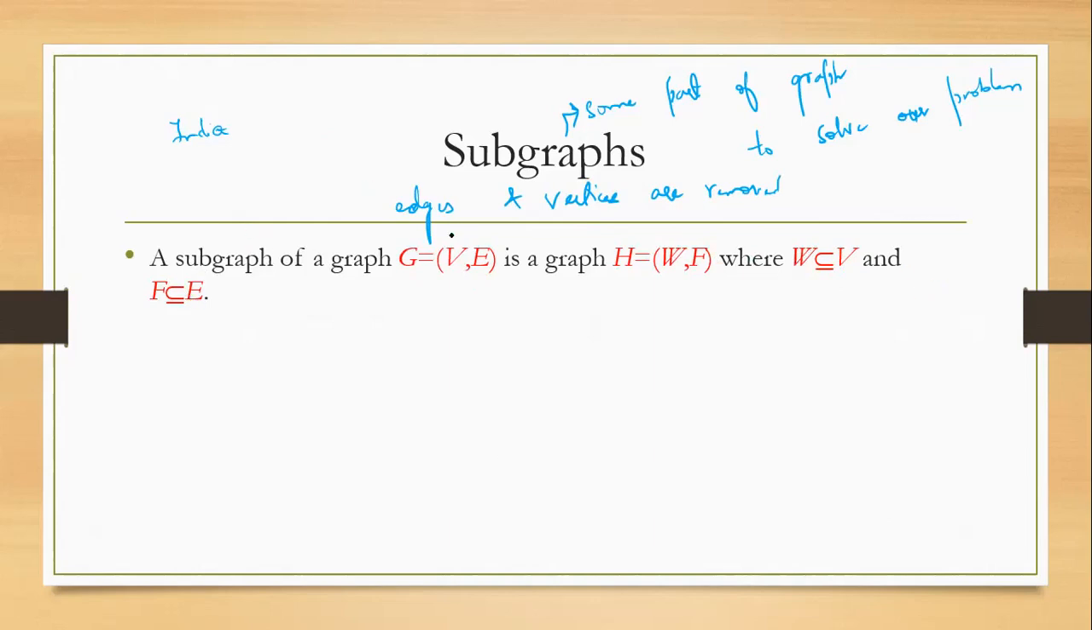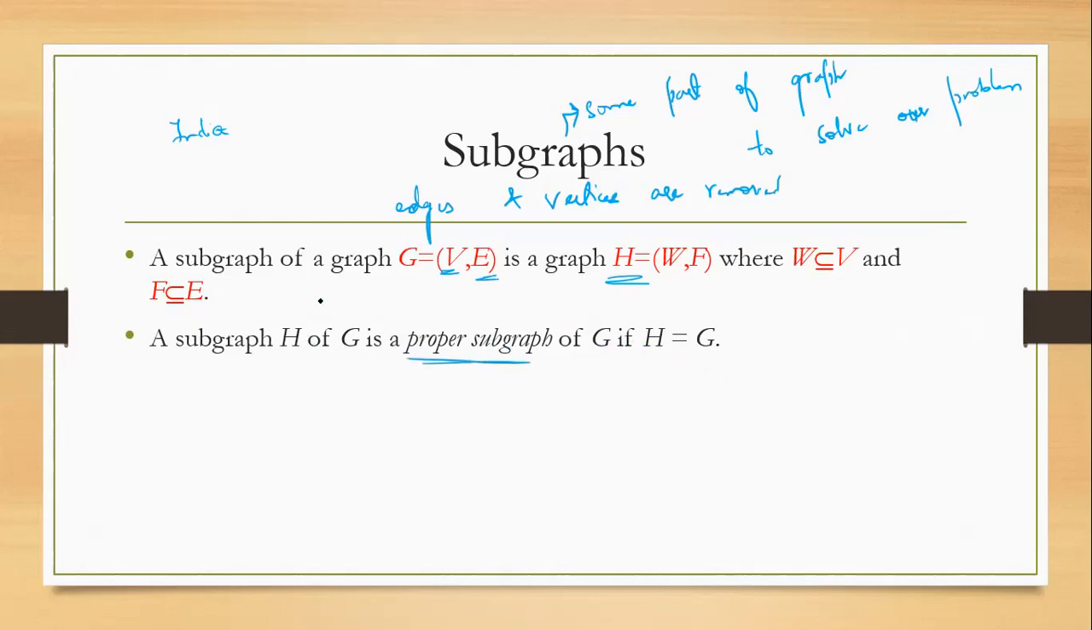Basically we are creating a subgraph of G, which is denoted by the letter H, and we are creating subsets of V and E, which are denoted by the letters W and F, and after that we draw our graph. Now a subgraph H of G is a proper subgraph of G if H is not equal to G. If both the graphs are exactly the same, then H is not known as a proper subgraph.